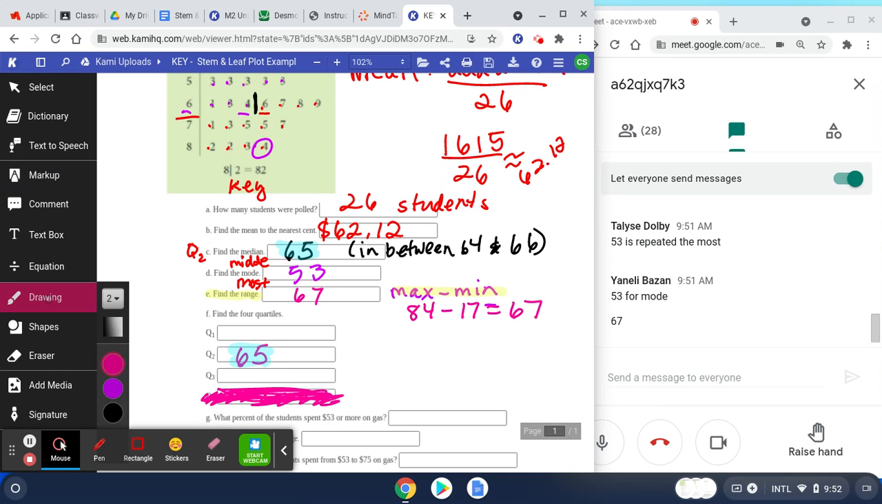So now we have to go to the first half of the data. Let's write this down. The Q1 is the middle of the first half of the data. This is the middle of all the data. We already got it. And this is the middle of the second half.